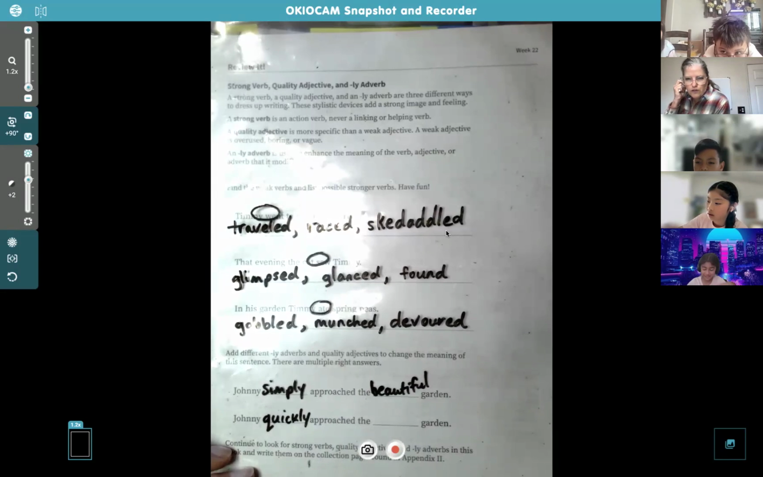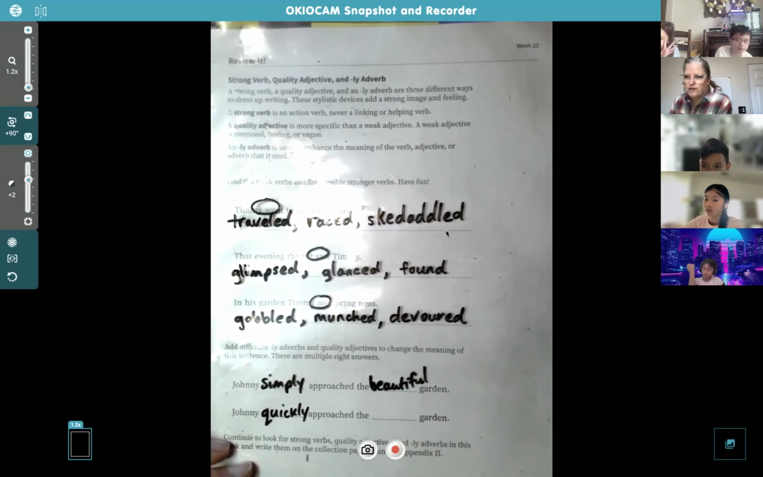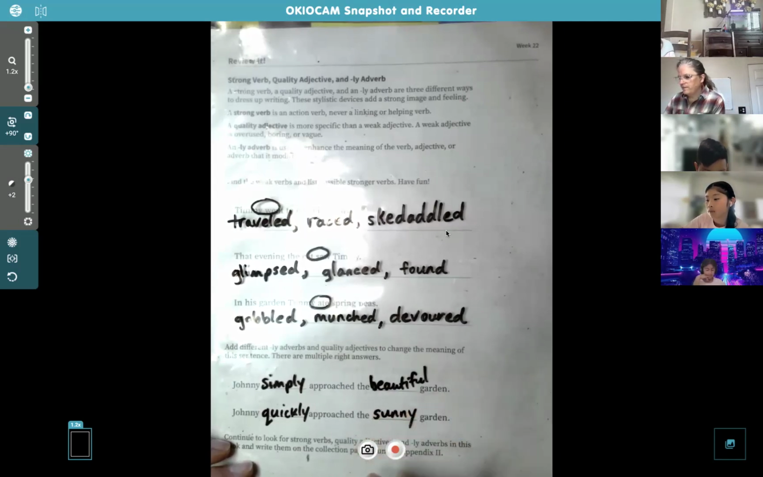I heard beautiful, and what's another word we could use here? It could even be a vegetable garden or flower garden. Those are describing the type of garden. Lush garden. Yes, Sydney. The sunny garden. Sunny. Good one. All right.